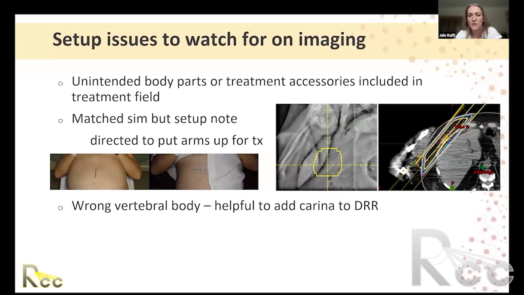So one thing that we do for all of our spine or T-spine cases, we add a contour of the carina to our DRR. That's a good visual cue if we're at the right level. If we see that the carina is at the right level or if it's offset, that can help prevent treating the wrong vertebral body.